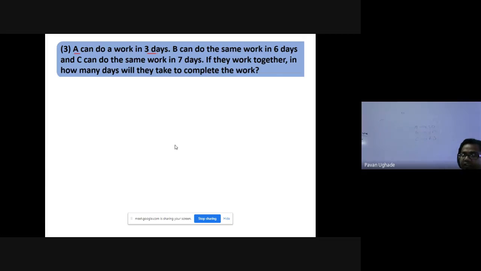You can find such kind of question. So look, A takes 3 days, B takes 6 days, C will take around 7 days to finish that same job. I have talked about efficiency. In this, can you tell me who is more efficient, A, B, or C? Very good.